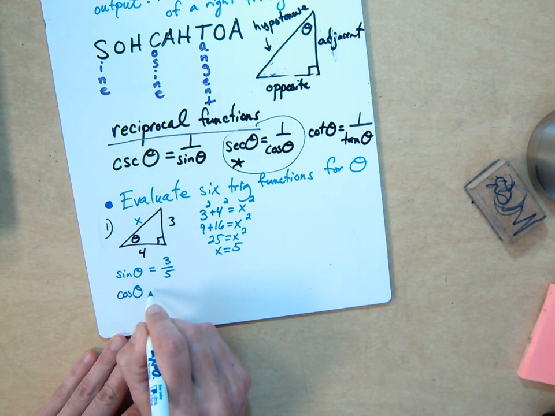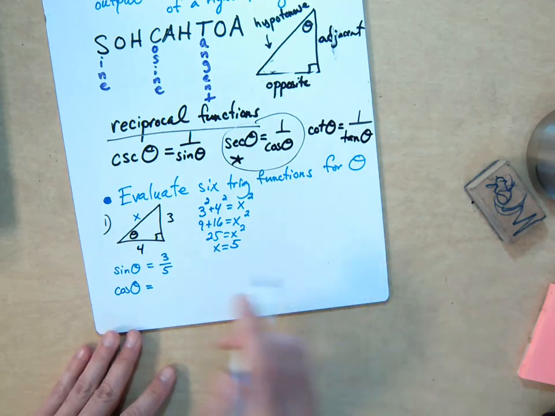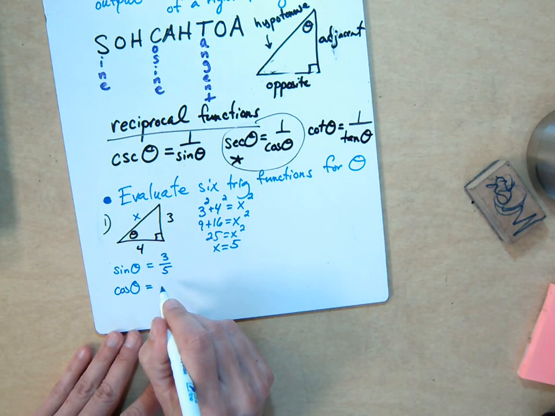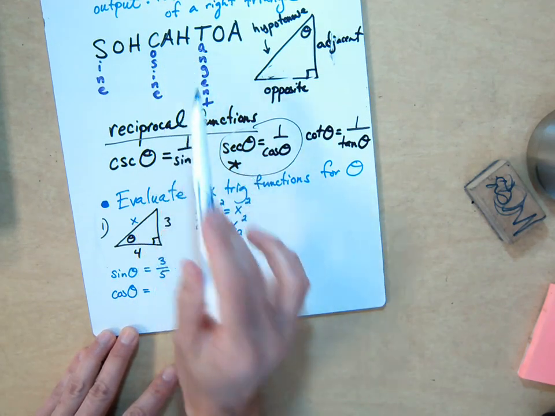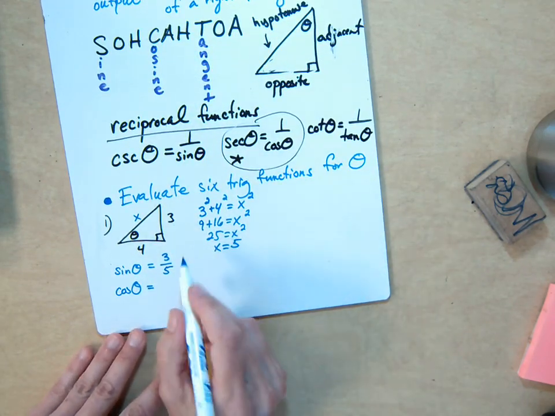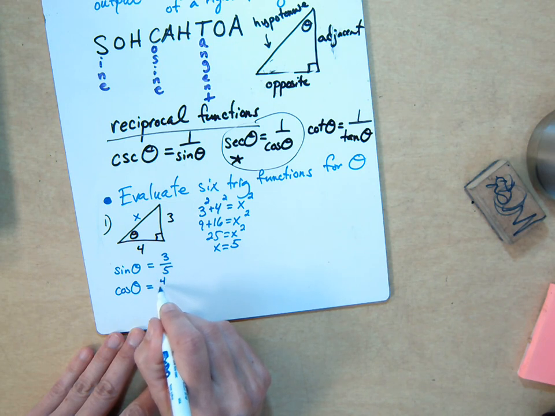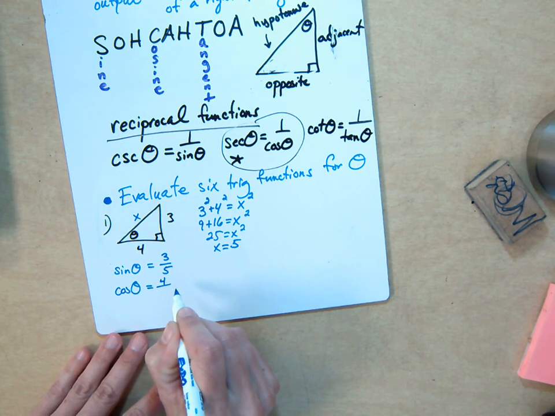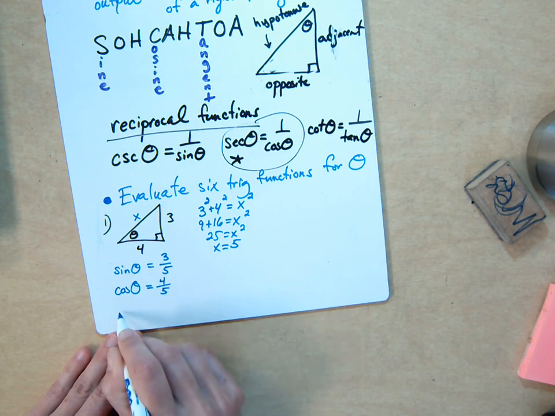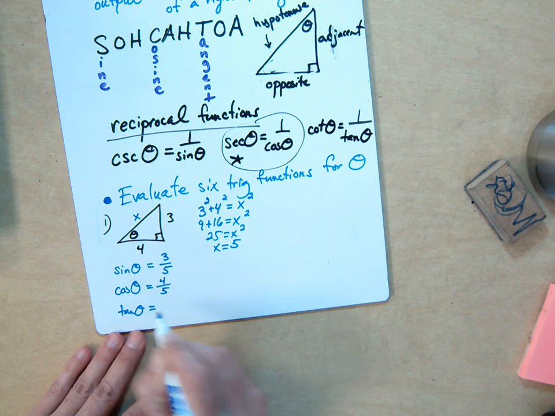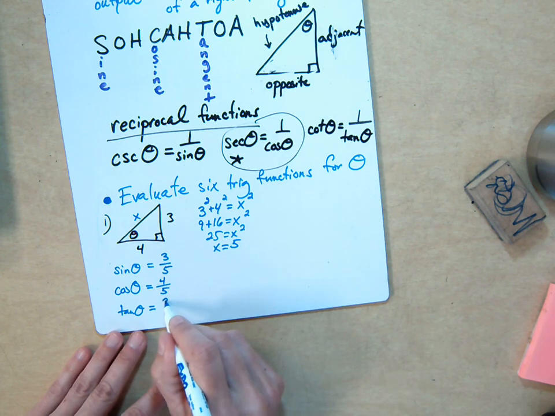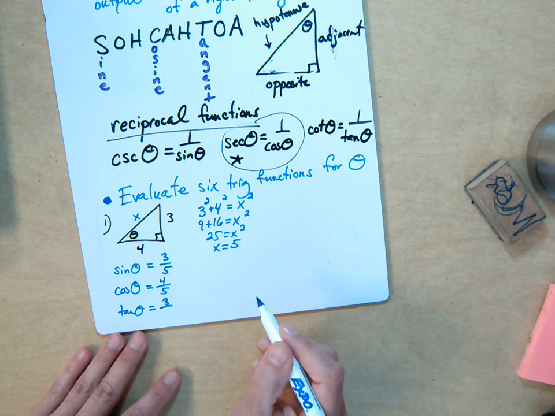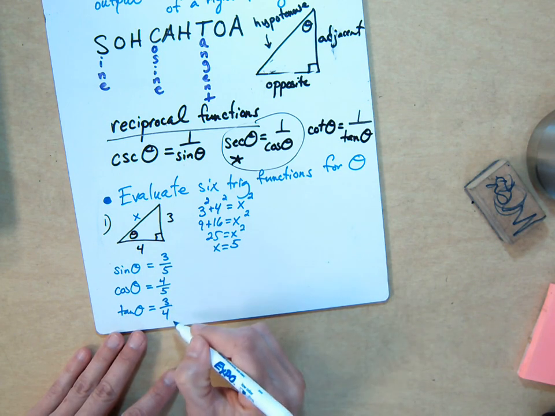The cosine, so help me out here, cosine of the angle is, well, according to SOHCAHTOA, cosine is adjacent over hypotenuse. So what's the adjacent side? And what's the hypotenuse? Good. And tangent is opposite over adjacent. So the opposite side is 3, and the adjacent side is, good. So those are the first 3.